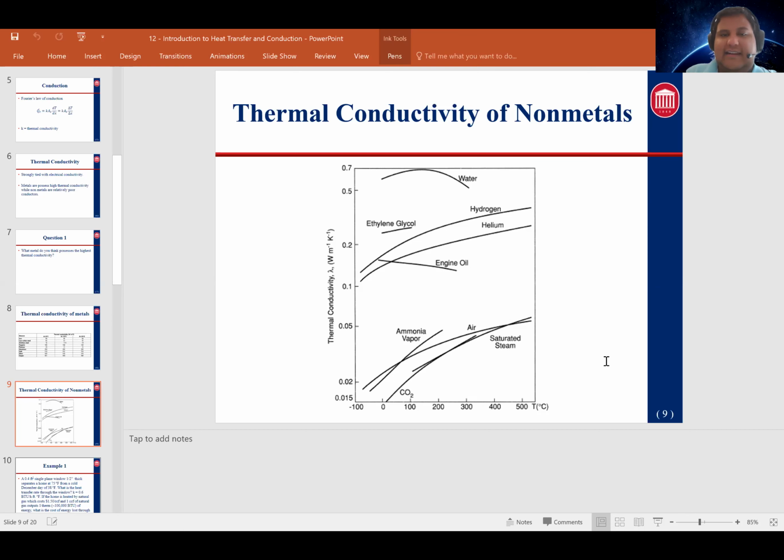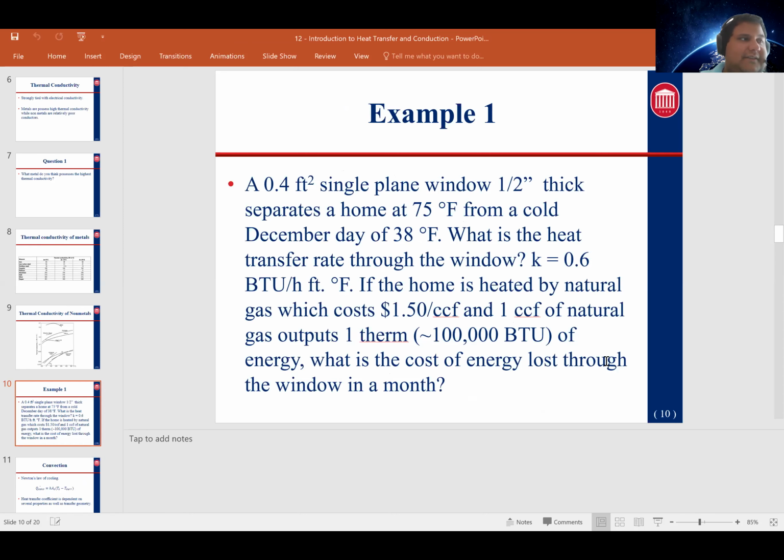So with that, let's take a look at an example of doing calculations for heat transfer, assuming conductive heat transfer is the only thing that's occurring. So in this example, I have a single pane window, half an inch thick, with a surface area of approximately 0.4 feet squared, used to separate a home, the inside from the outside, with the inside being 75 degrees Fahrenheit and the outside being approximately 38 degrees Fahrenheit. The question asks, what is the heat transfer rate through the window if the thermal conductivity of that glass is approximately 0.6 BTUs per hour per foot per degree Fahrenheit? And so let's take a look at this first step. We'll calculate the heat transfer, then we'll look at the second half of this problem.